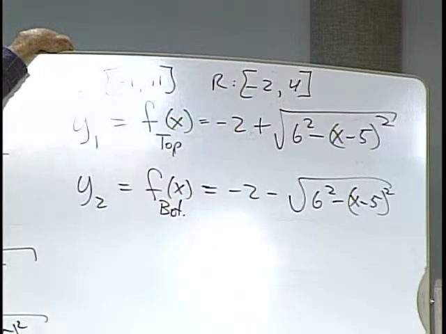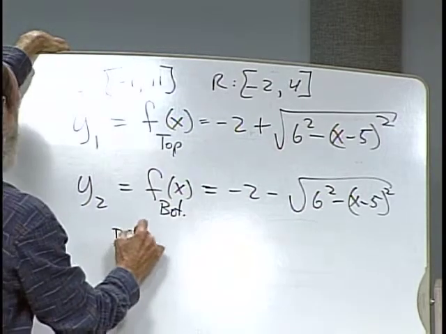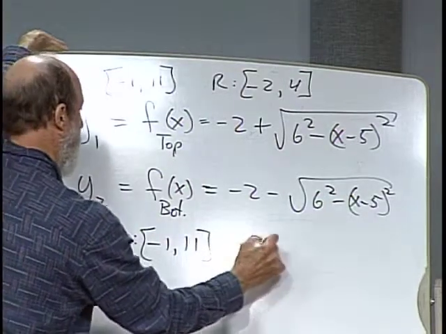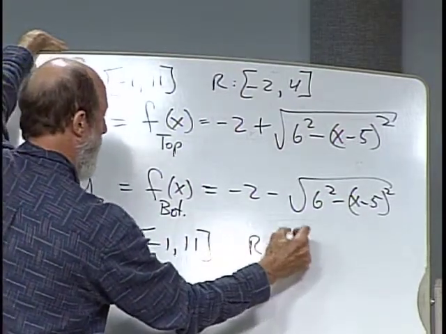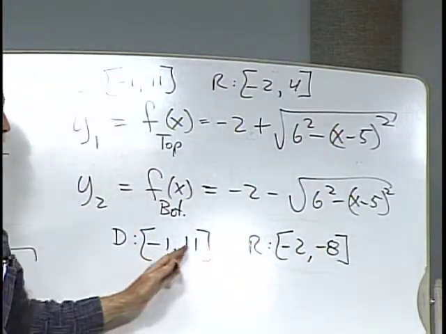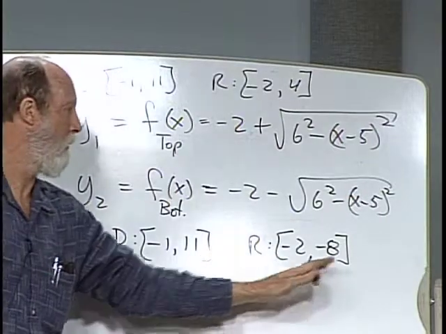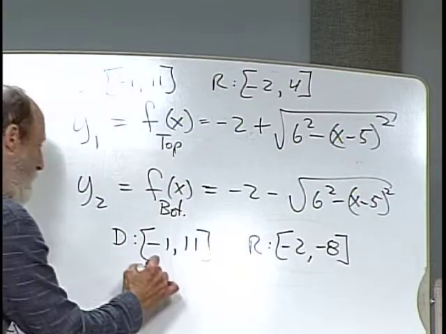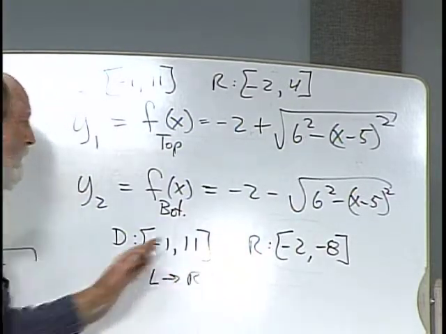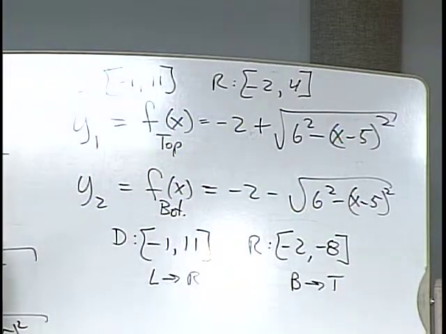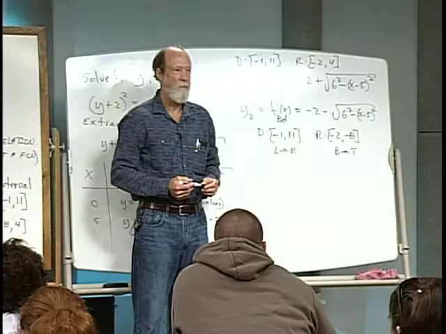See it? And what about the bottom of the circle? Separate domain, or same domain? -1 to 11, and in the range, -2 as low as -8. Notice the way we always write it, smaller to larger. This means left to right in this kind of notation, and bottom to top on the range. We will always do that. Okay.